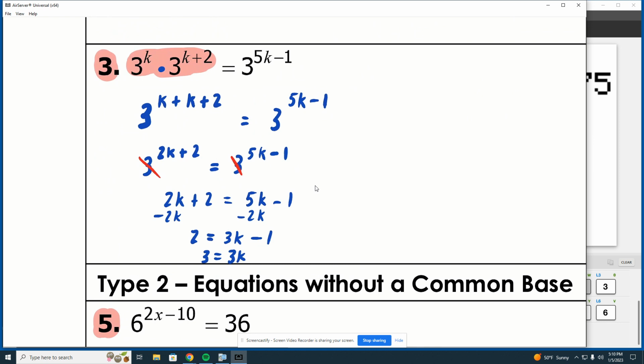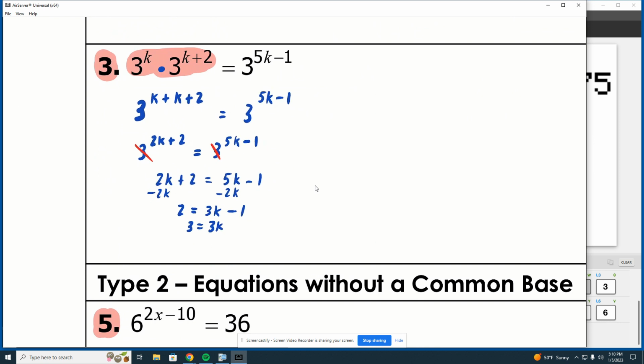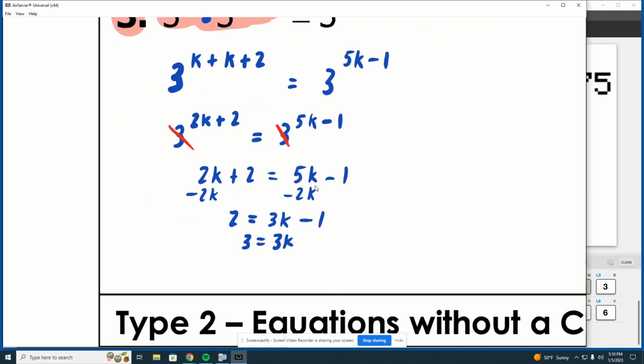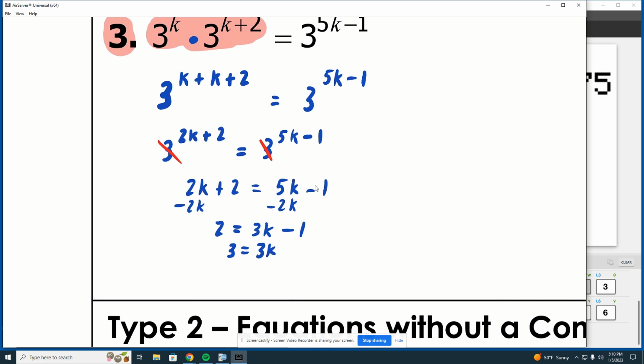Kind of running out of space here. Let me move this. Actually, I'm just going to make it a little smaller. And then, of course, lastly, to get k alone, I'm going to divide by 3. 3 divided by 3 equals 1. So k equals 1. And now I am done. Pretty simple, right? I hope that you agree. It's not that hard.